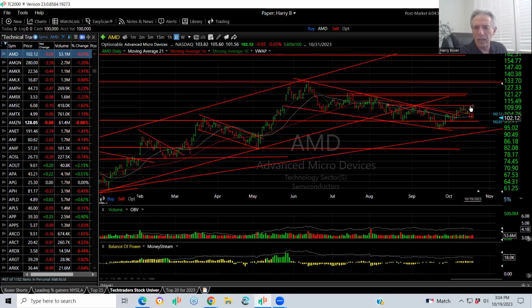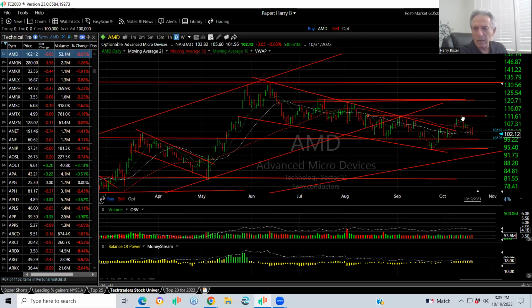I want to see price and volume cross that line and then cross that line. Those are your two key resistance levels. So if you're trading AMD, about 111, 112, and then 120, 121 in that zone are your resistance levels and your trading targets.